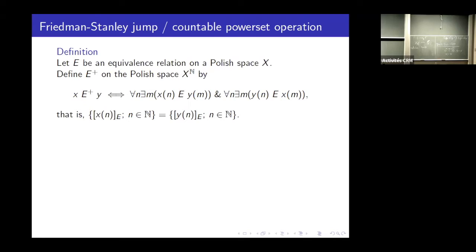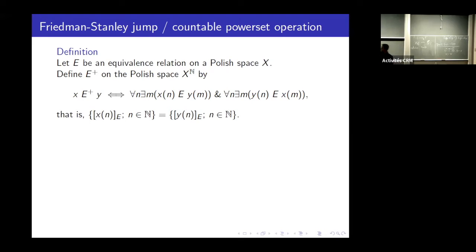X^ω, the hyperspace of all countable sequences of members from X, is another Polish space. E^+ is defined on sequences as follows: two sequences are E^+ related if anything from the X sequence is related to something from the Y sequence, and vice versa. So in other words, if you look at the countably many E classes that appear in the X sequence, and you look at the countably many E classes that appear in the Y sequence, forget about the way they are ordered, it's the same countably many E classes.